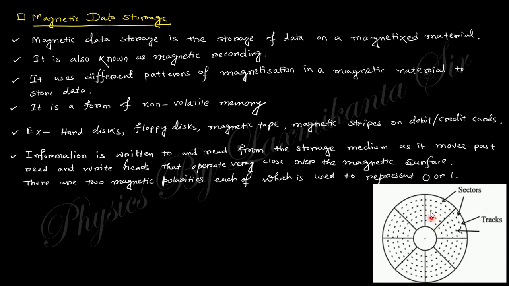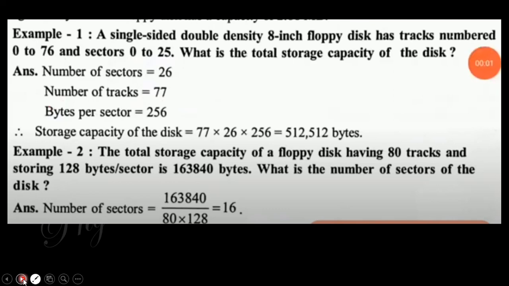Magnetic data storage is like that. There is a point which is like a magnetic state. There are two types of magnetic material used for 1 and 0 binary, used in the hard disk, floppy disk, magnetic tape, magnetic strip, like that. And information is written and read from the storage medium by moving the read and write head over this thickness. There are two examples you can read down, and the examples are very easy.